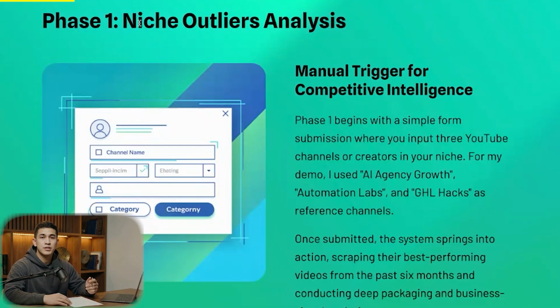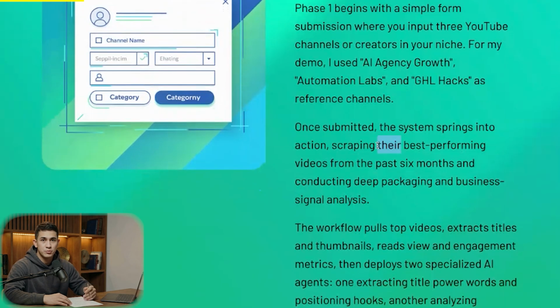So anyway, to begin with, phase 1, the niche outlier analysis. This is the manual trigger for competitive intelligence. Essentially, phase 1 begins with a single simple form submission where you input 3 YouTube channels. For instance, for my demo, I use AI Agency Growth, Automation Labs, and GoHighLevel Hacks as reference channels. I can use any other YouTube channel, so be it, right?